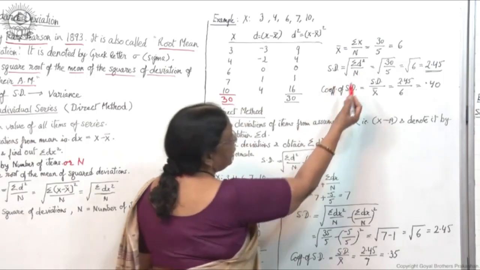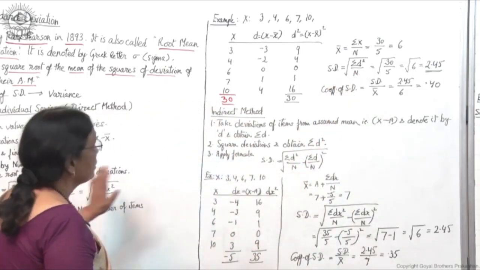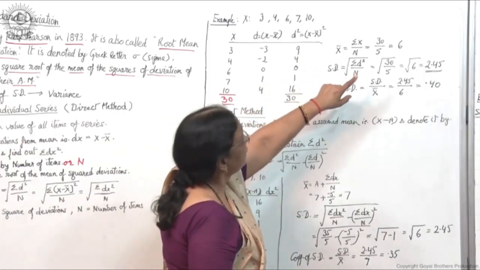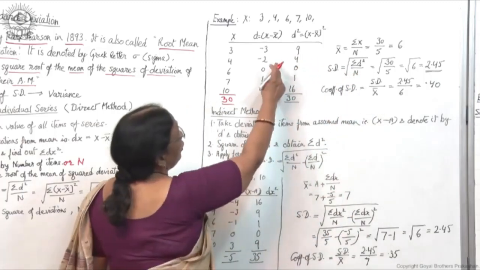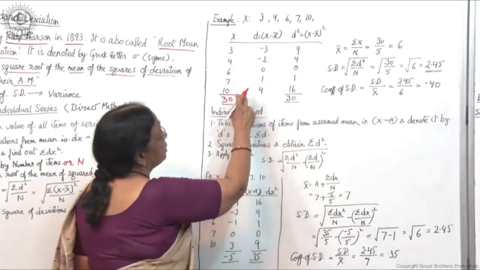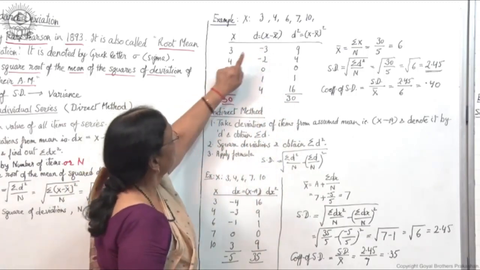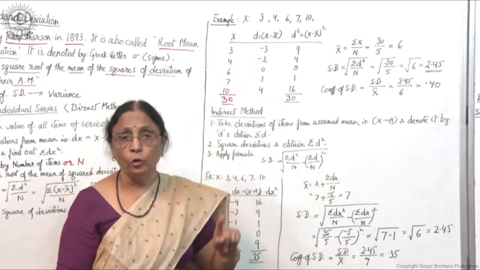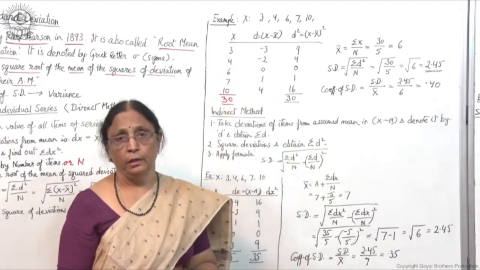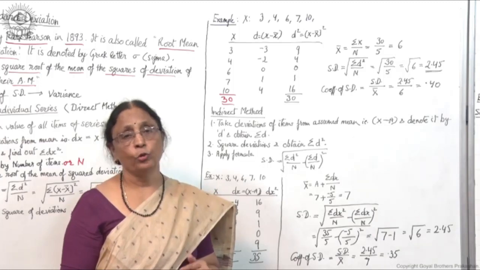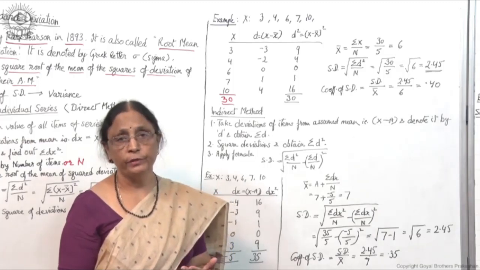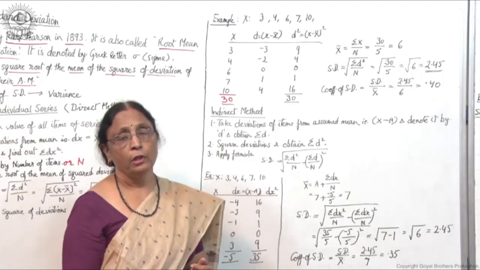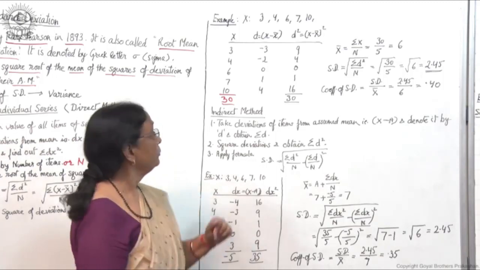Standard deviation, as I told you, the formula is sigma d square upon n. When you have calculated the mean, that is 6 over here, first you will take out the deviations, x minus x bar. 3 minus 6 is minus 3. Here you will not ignore minus signs. Minus signs we ignore only in case of mean deviation. In case of standard deviation, we will take into consideration all plus and minus signs.